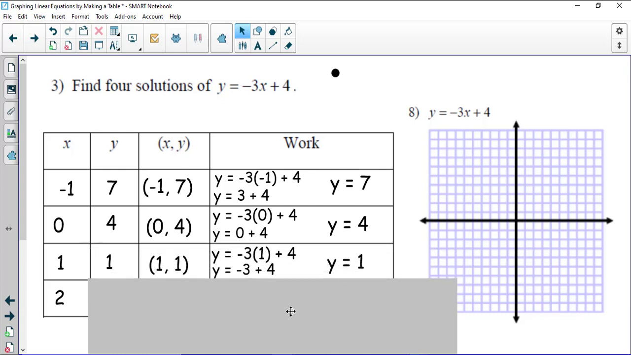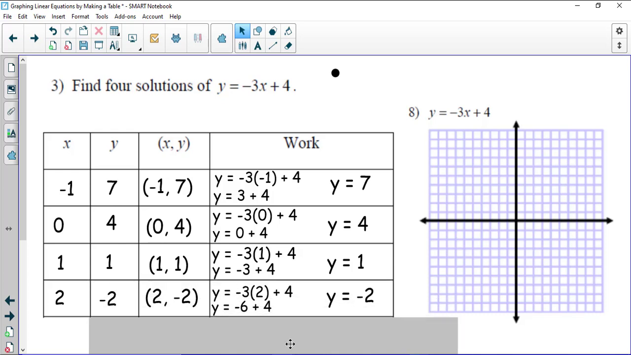We now have x equals 1. So -3 times 1 is -3. -3 plus 4 is going to get us 1. And that ordered pair will be 1, 1. And finally, replace x with 2. We'll do -3 times 2 to get -6. -6 plus 4 is -2.